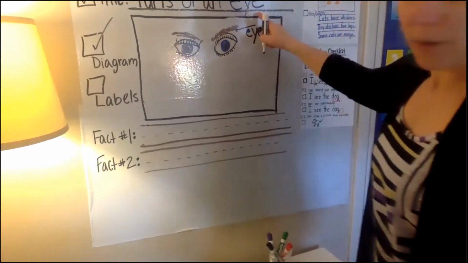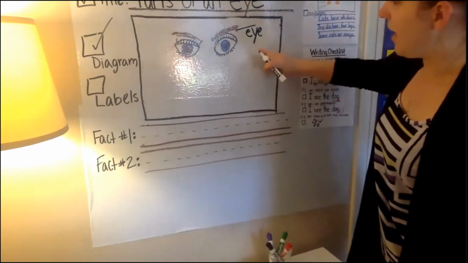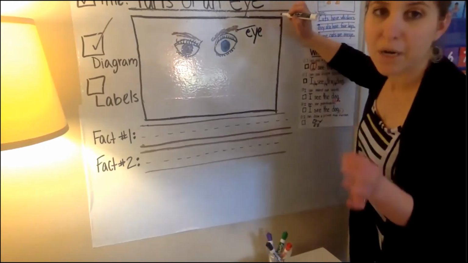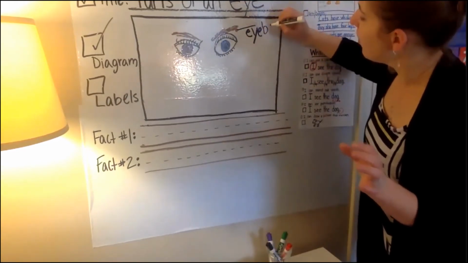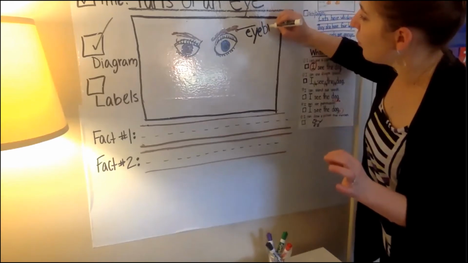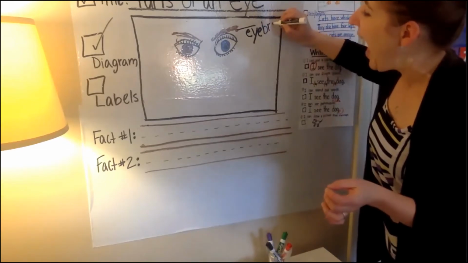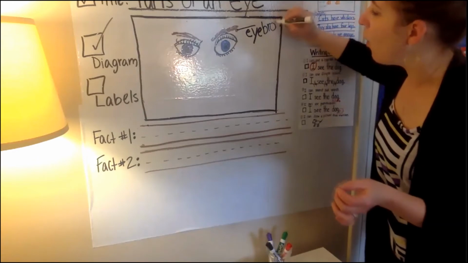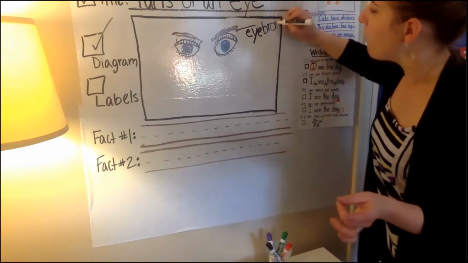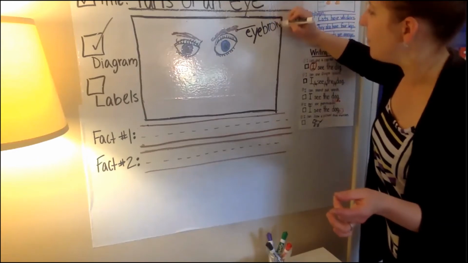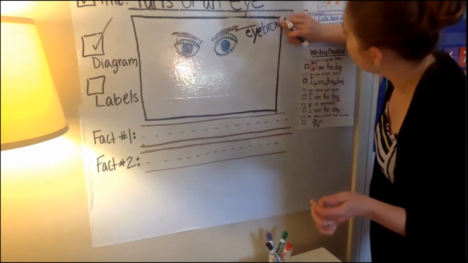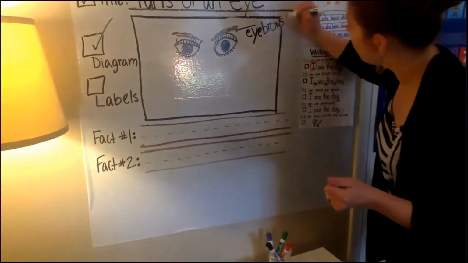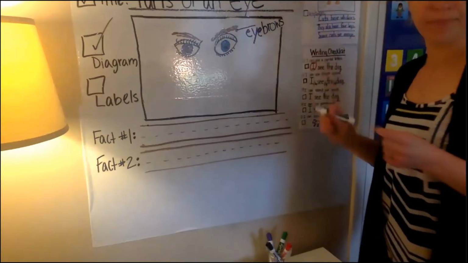We're gonna spell the word eyebrows. B, R, O, W, eyebrow. And I need to add an S because we have two eyebrows.